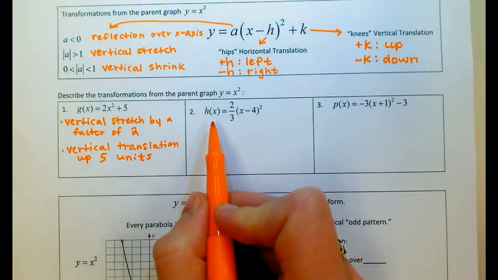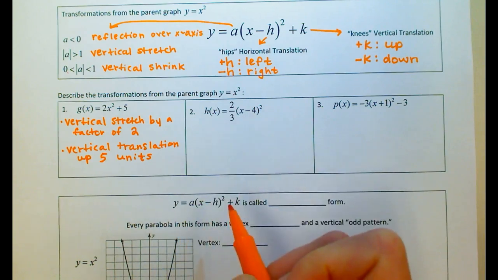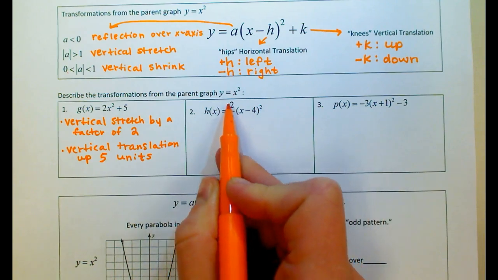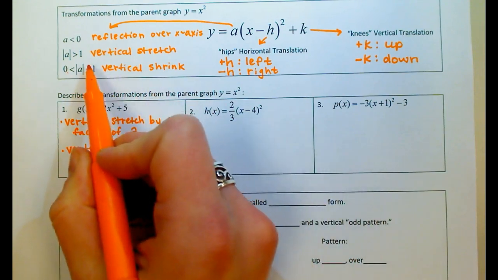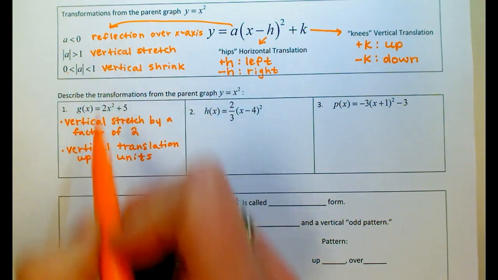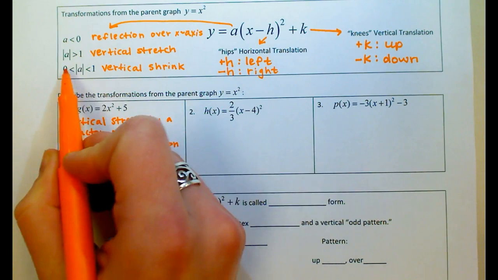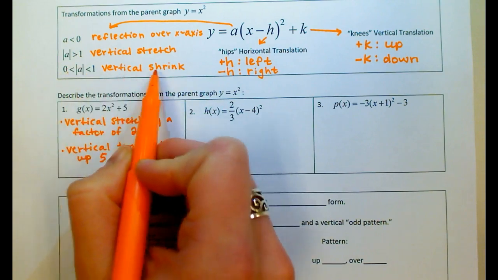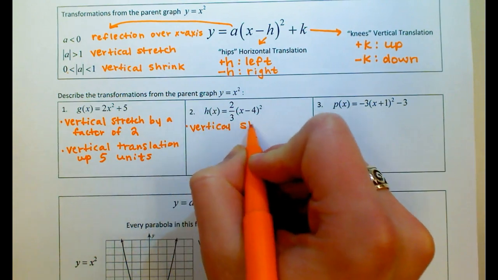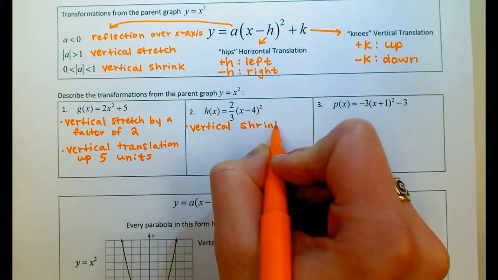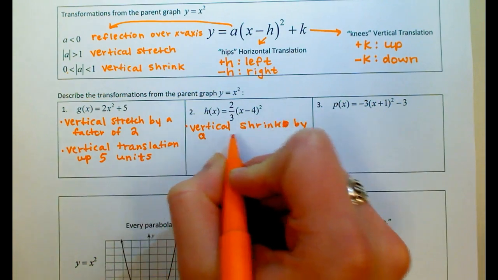Our next one, h of x equals 2/3 times x minus 4 quantity squared. The first thing I notice is my a value again, 2/3. So if I go up to my chart for my a value, it's positive, so there's no reflection. The a value is not greater than 1, it's actually less than 1. So between 0 and 1 is our vertical shrink. So we have a vertical shrink by a factor of 2/3.